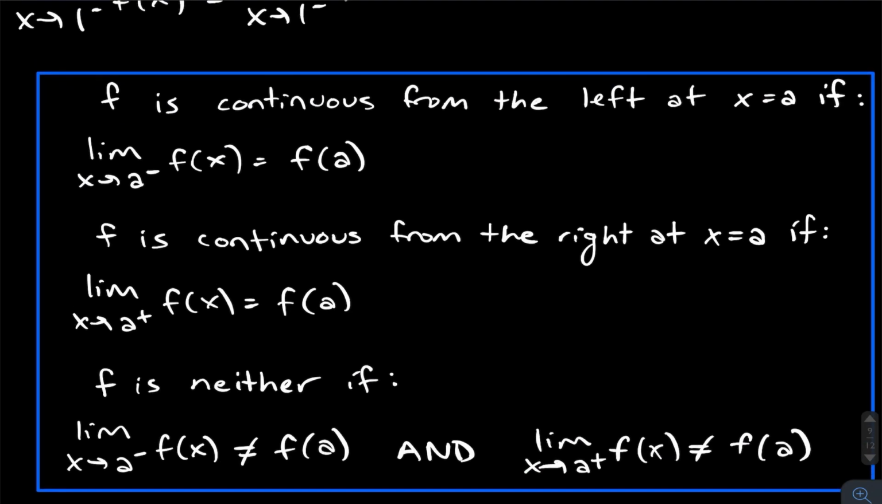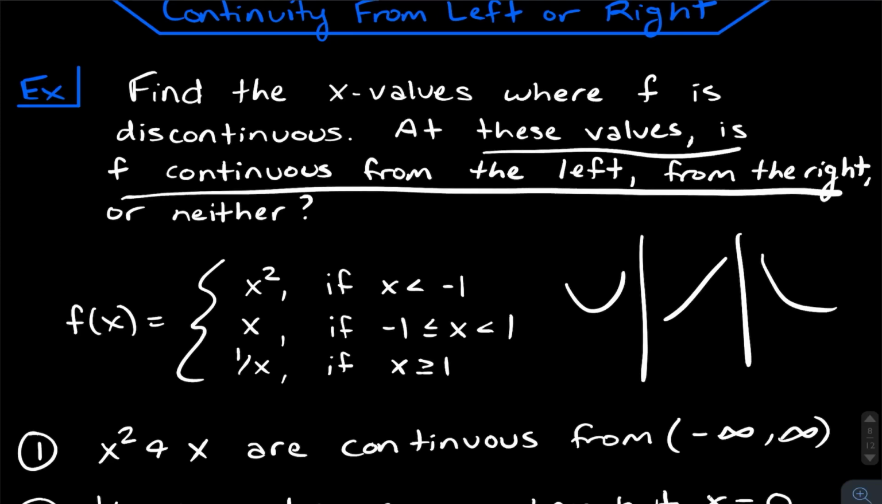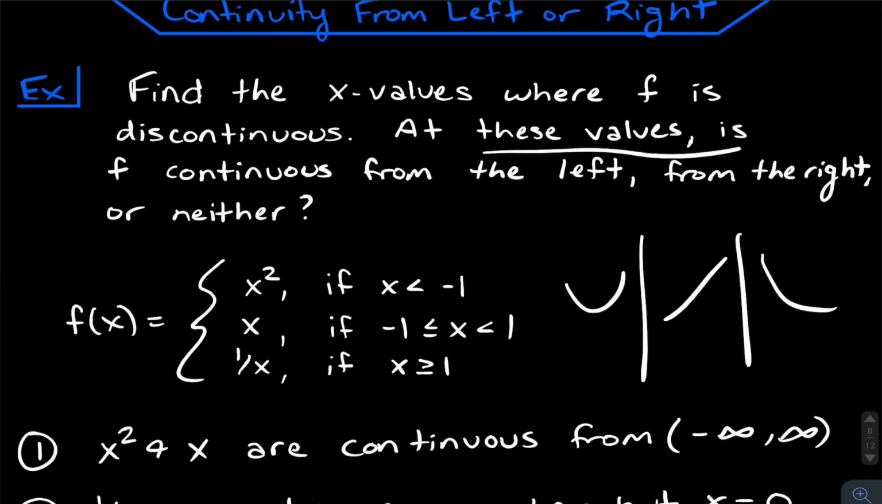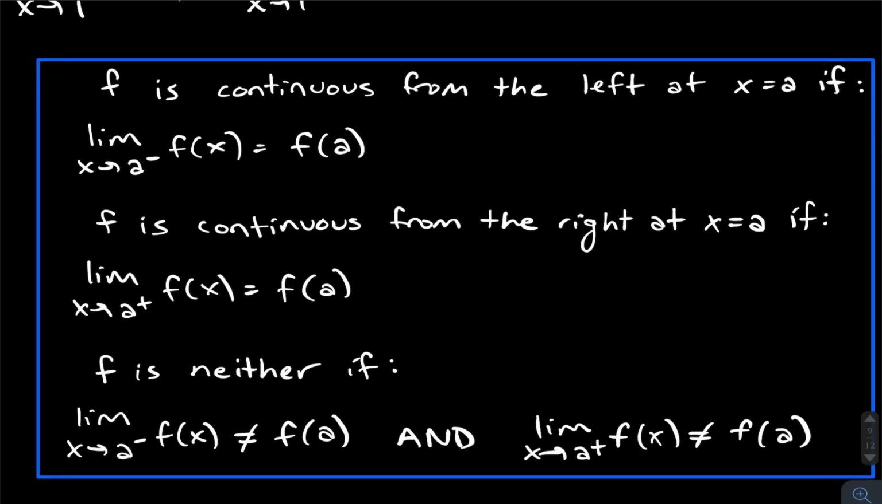Okay, now this brings me, because that was only one part of the question, right? We were also asked, at these values, is f continuous from the left, from the right, or neither? And for this question, we need to refer to this chart. Okay, so f is going to be continuous from the left at x equals a if the limit from the left-hand side will agree with your point, right?